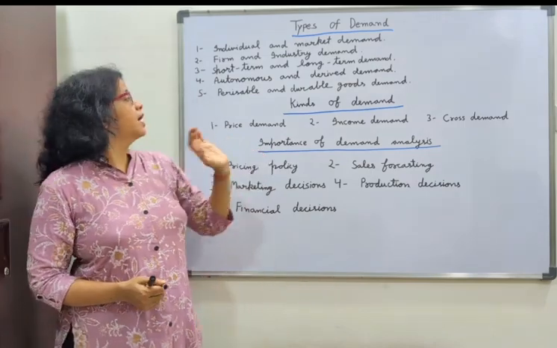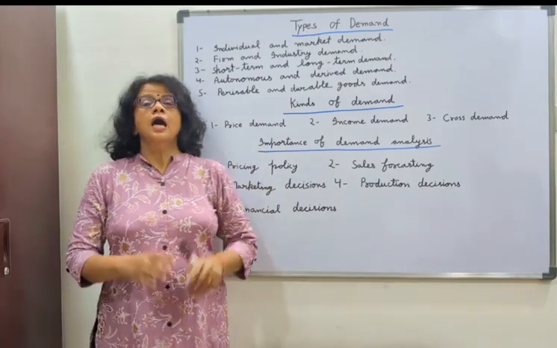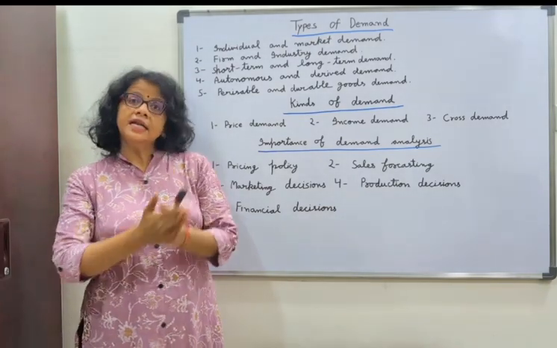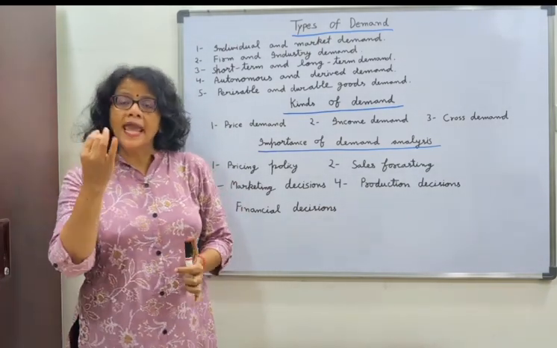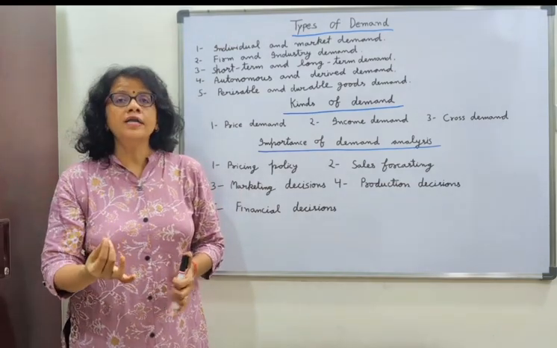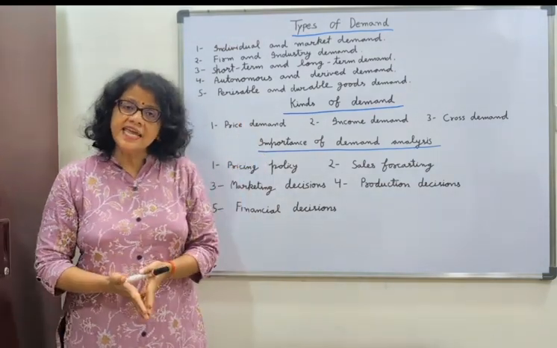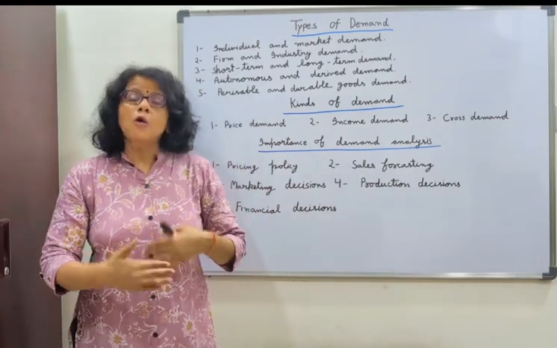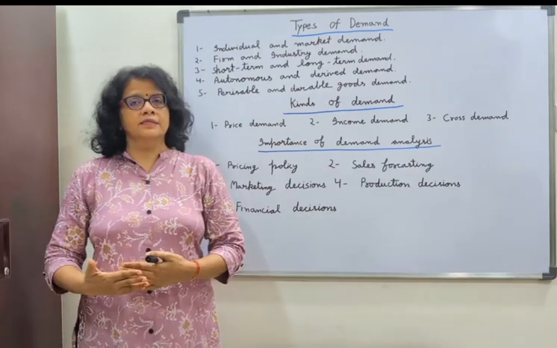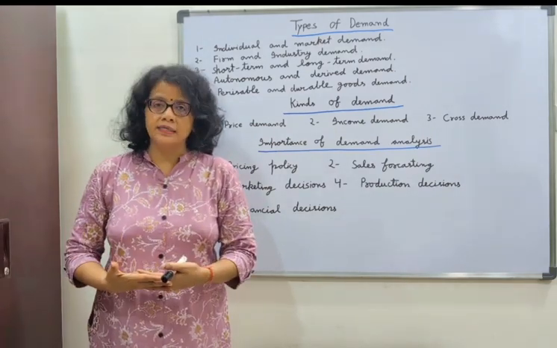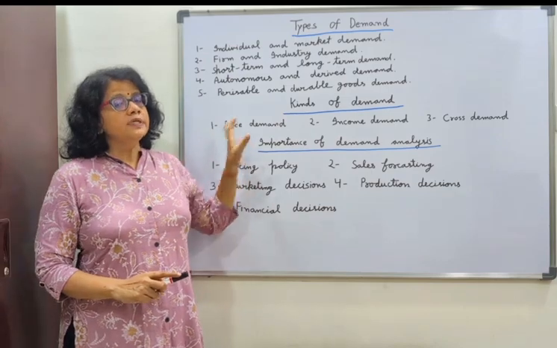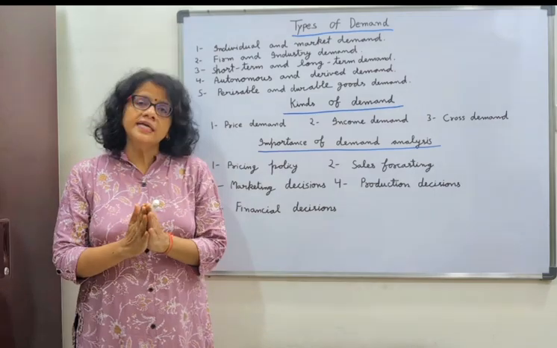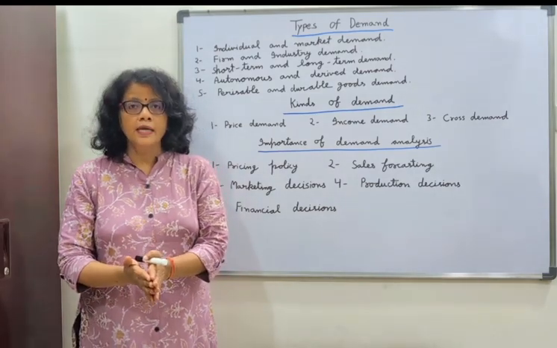Now, let's see the kinds of demand. There are 3 kinds of demand. First, price demand. How much quantity will be demanded at a different price of any product is called price demand. Or we can say when the demand of any product depends on the price of the same product, that is called price demand. For example, if mango price is 100 rupees a kg, its demand is 2 kg for me.